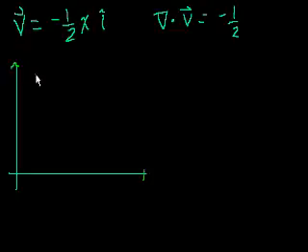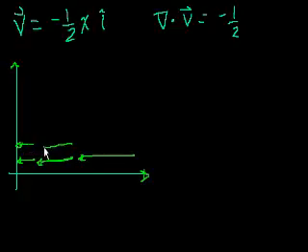Whoops. X-axis. So here at, say, the point 1, my velocity is going to be to the left, 1/2. At the point 2, my velocity is going to be to the left, 1 meter per second. At the point 3, it's going to be 3/2. And you know, it doesn't depend on y, only depends on x.